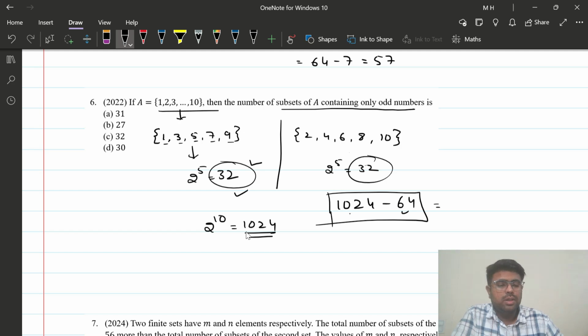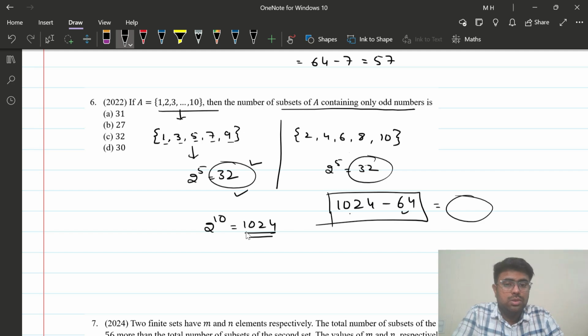These many number of subsets are going to have the mixture of odd and even numbers. There can be a question like this also: the number of subsets of A containing both odd and even numbers. So not only odd, not only even, then it is going to be 1024 minus 64. So for this question, for the time being, the answer is going to be option C, that is 32, obviously.